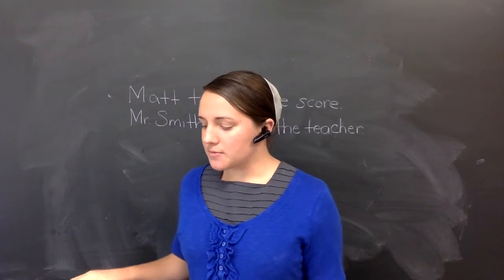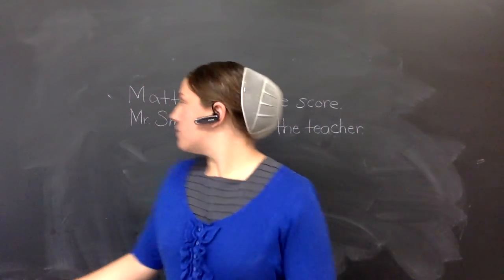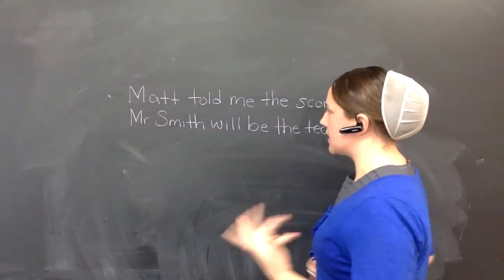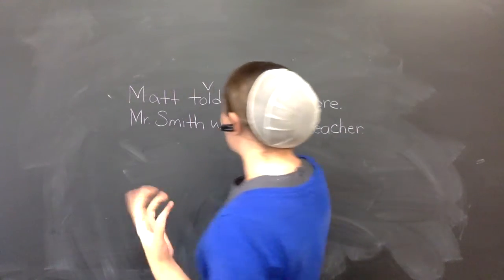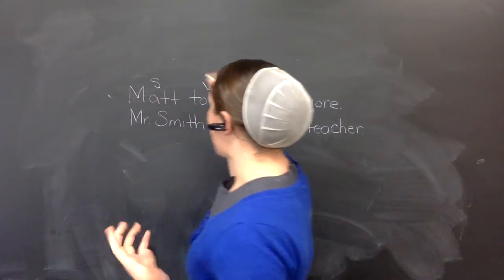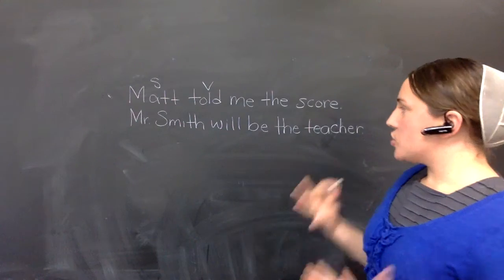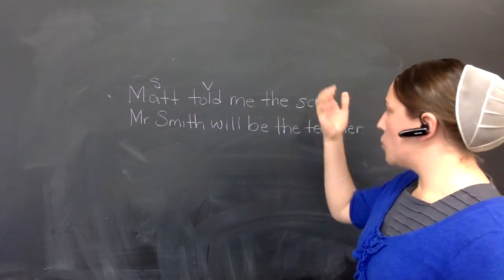Now, let's go over our steps for finding complements. First of all, find the verb. We're using these sentences here. So here we have our verb. Who or what is the subject? Matt is the subject. Matt told who or what.